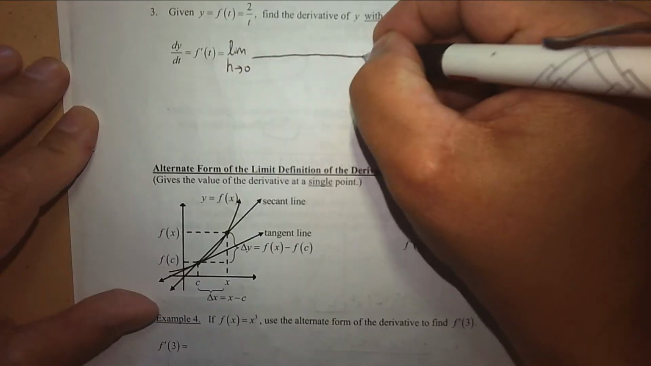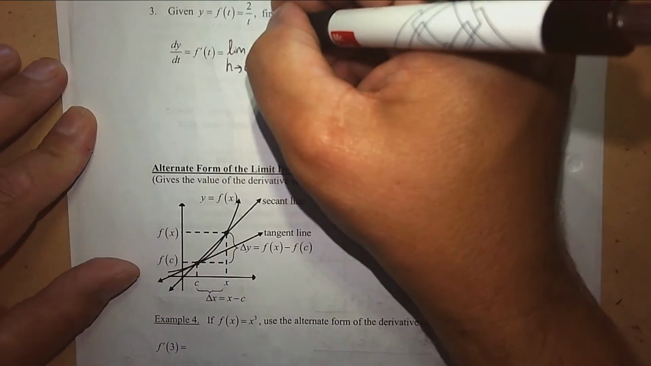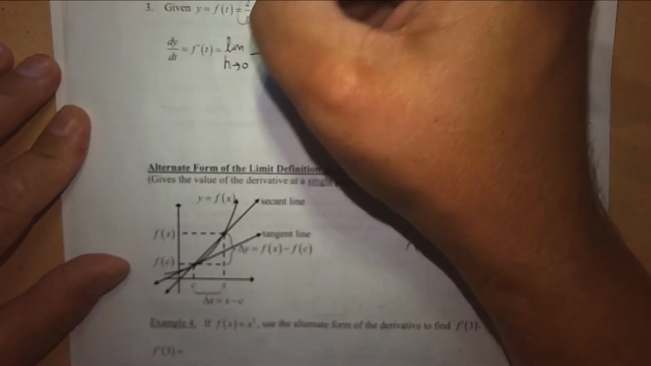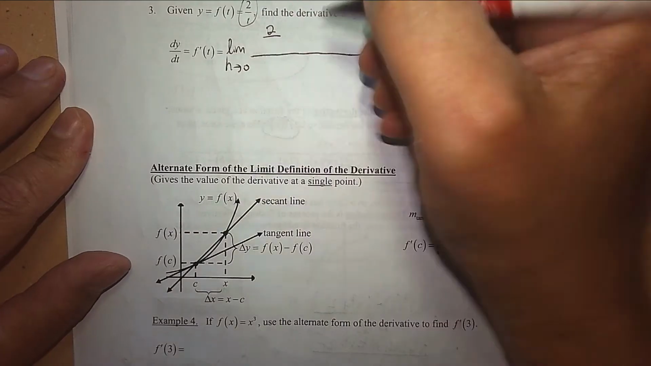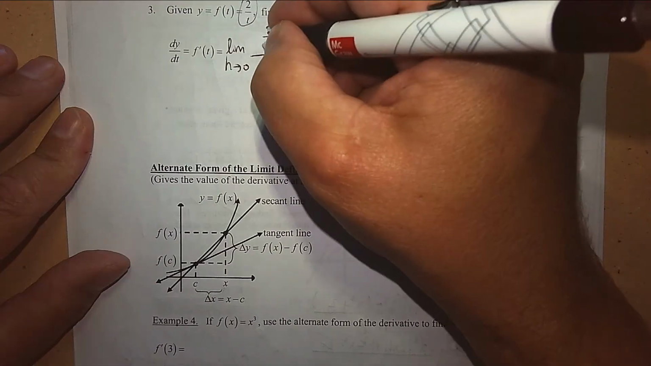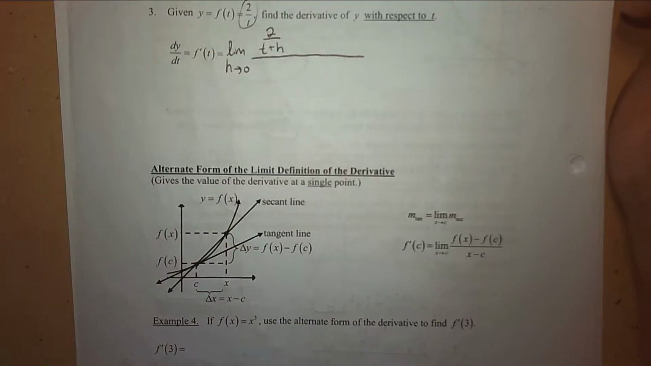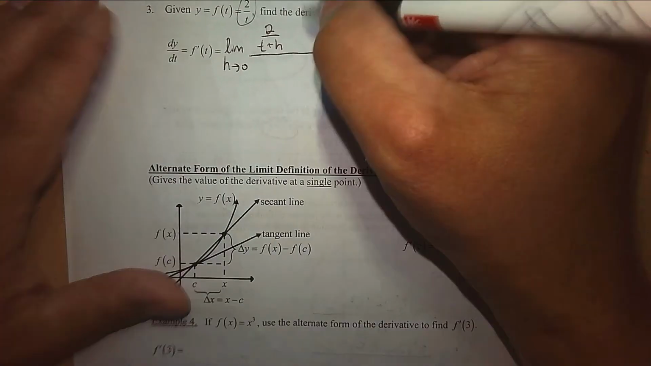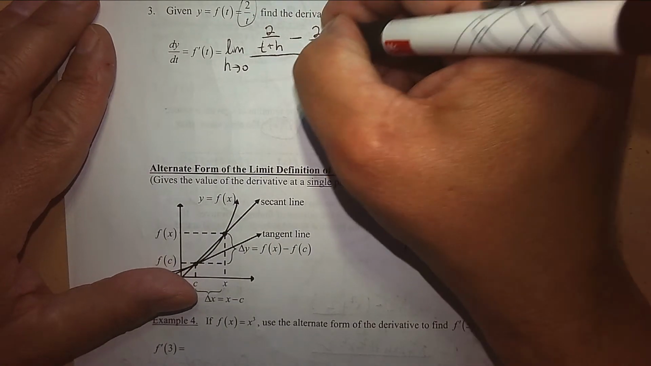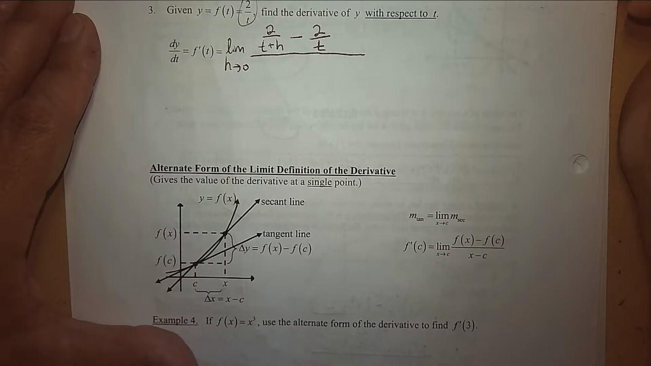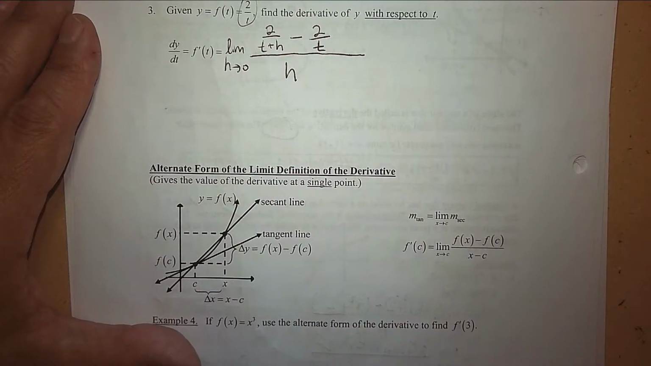What do I start with? Well, the function is what? 2 over t. So it's going to be 2 over t plus h, so replace the t with t plus h, minus what? And that's all over what? h.